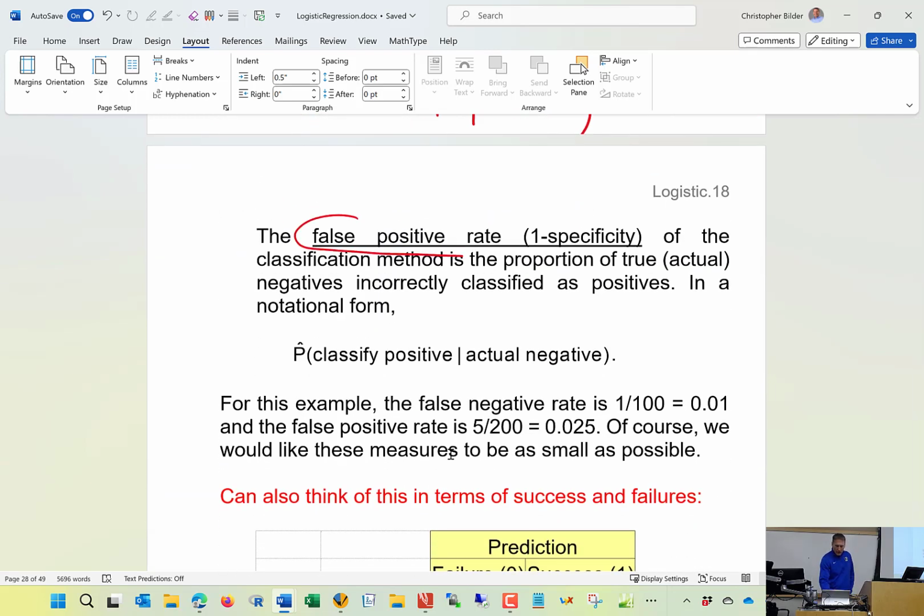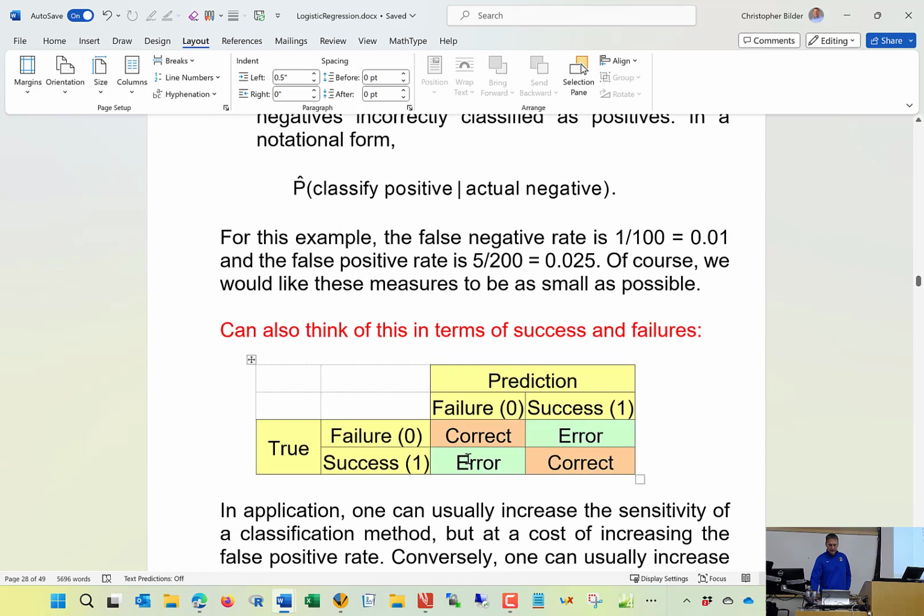Then there's also the false positive rate, which is just 1 minus the specificity. So again, using conditional probabilities and the complement, you have the probability to classify positive given actual negative. We want that to be small. Okay, and I guess I did find what the false positive and false negative rate is based upon that table.